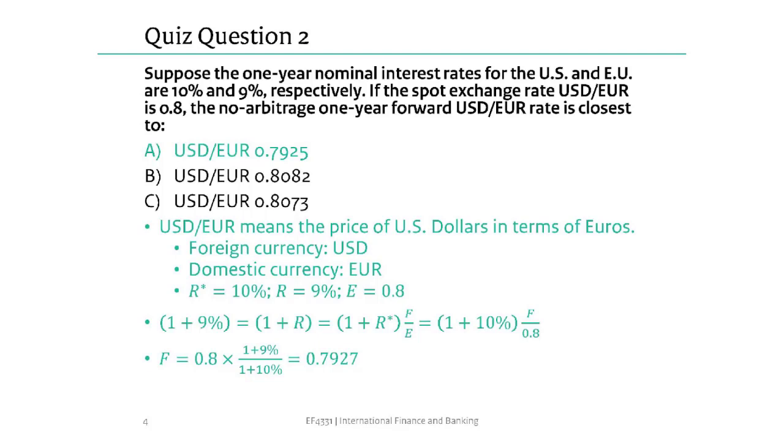So once you assign R and R star, and you know what E is, you can write out the CIP equation. So we determine which one's the foreign currency, which one's the domestic currency. We know R star, we know R, we know E. We can write out from left to right the CIP equation. Domestic on the left-hand side, foreign on the right-hand side, and you plug in E and you solve for F, right? And you get some number, and you realize the closest number is A.